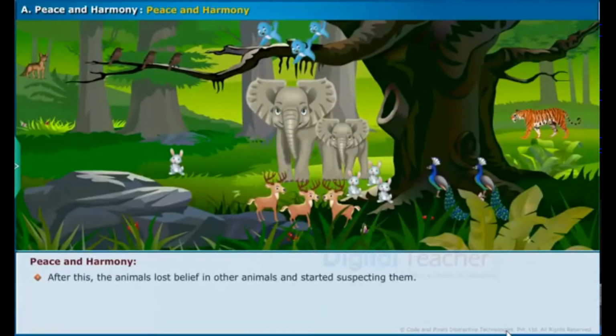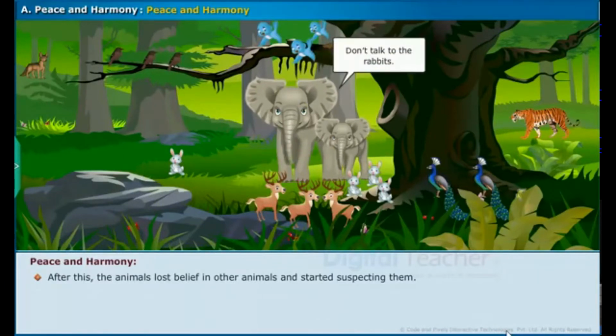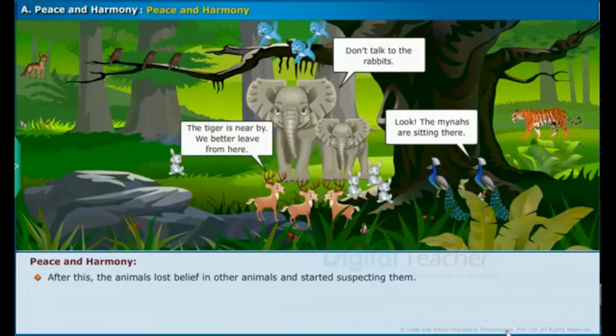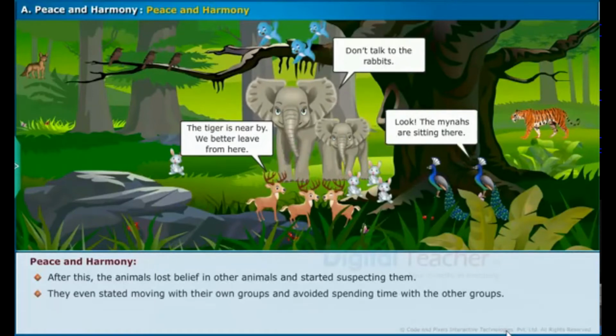After this, the animals lost belief in other animals and started suspecting them. "Don't talk to the rabbits. Look, minors are sitting there. The tiger is nearby. We better leave from here." They even started moving with their own groups and avoided spending time with the other groups.